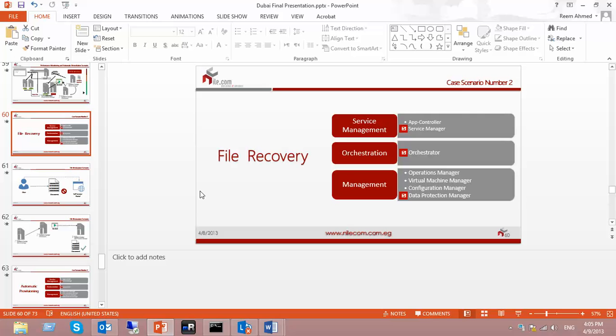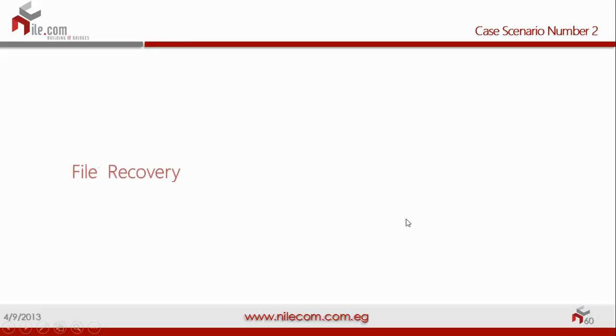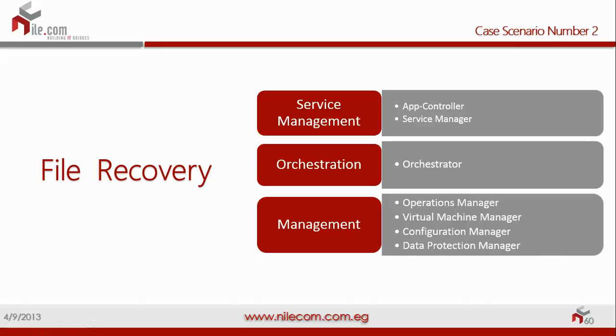So today we'll be talking about some business challenges that occur daily in any organization and how we can overcome these challenges using the System Center family together with the private cloud capabilities. Today we'll be talking about how we can automate the process of file recovery, and we'll be doing this by using System Center products across the 3 layers of System Center. From the service management layer, we will be using Service Manager. From the orchestration layer, we'll be using Orchestrator. And finally, from the management layer, we will be using Data Protection Manager.